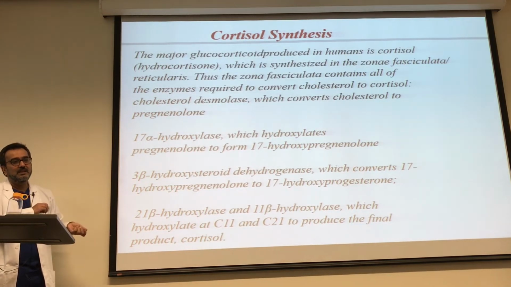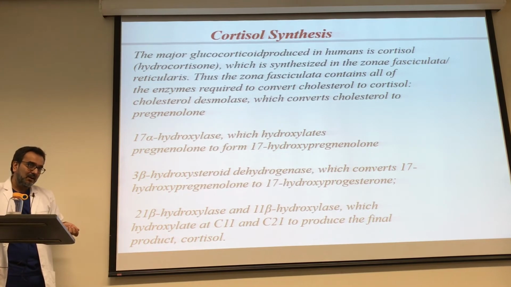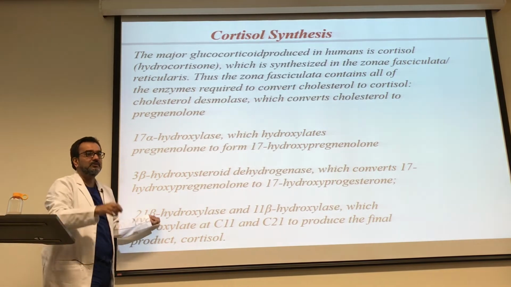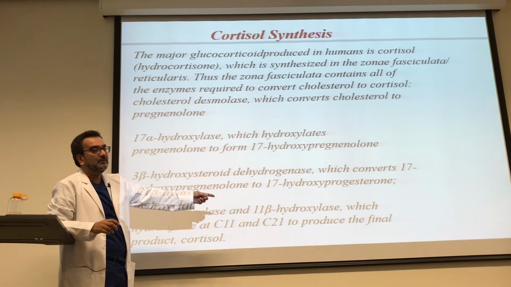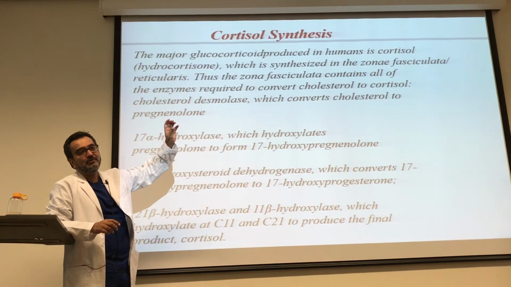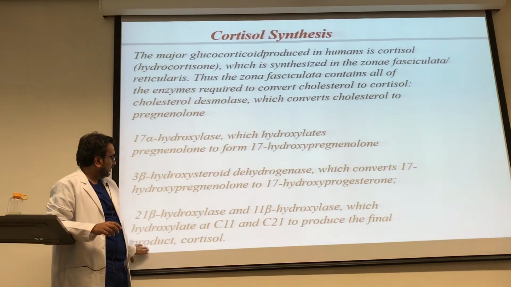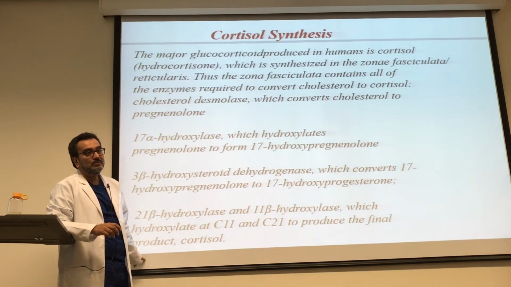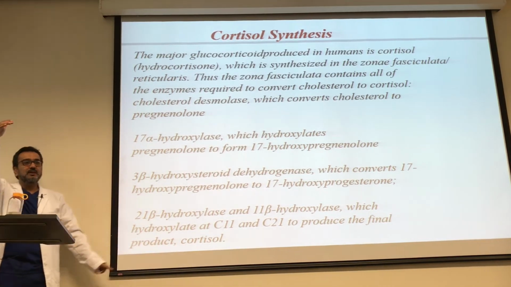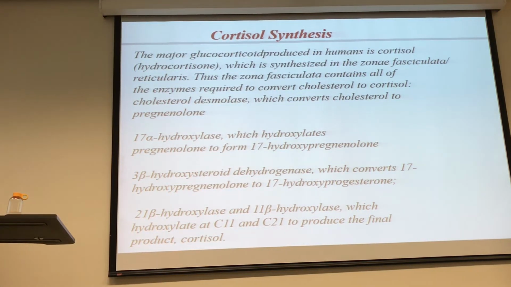One is 21-beta hydroxylase, which adds a hydroxyl group at the 21 carbon, and the other one is 11-beta hydroxylase, which adds a hydroxyl group at the 11 carbon. So these two enzymes are going to convert the 17-hydroxyprogesterone into cortisol. So first 21-beta, and then you have 11-beta hydroxylase.